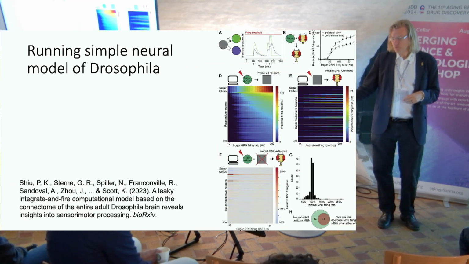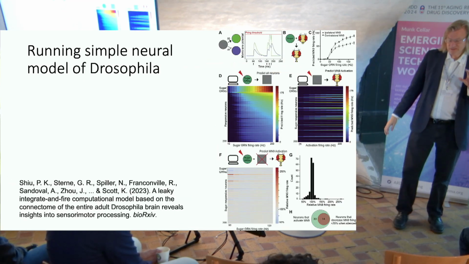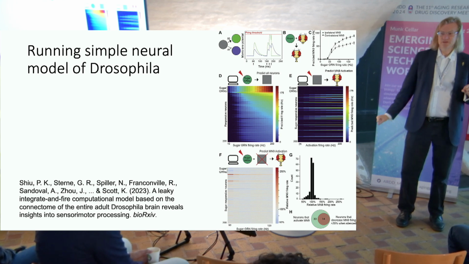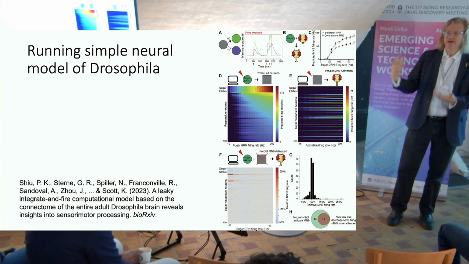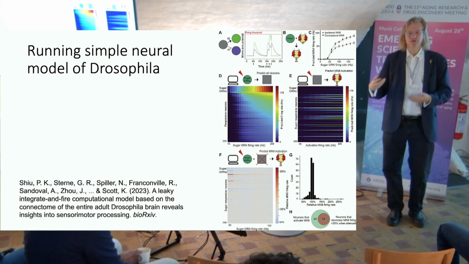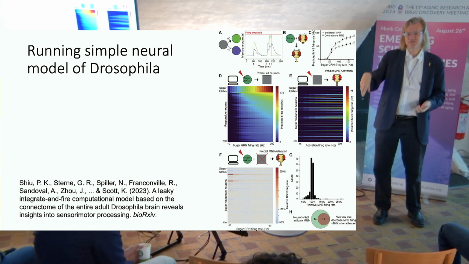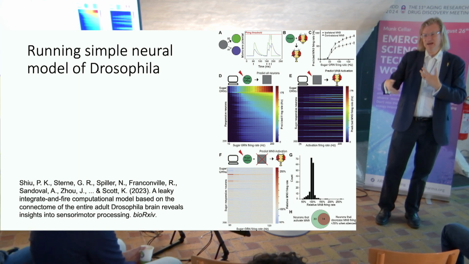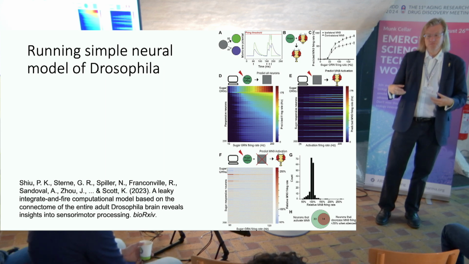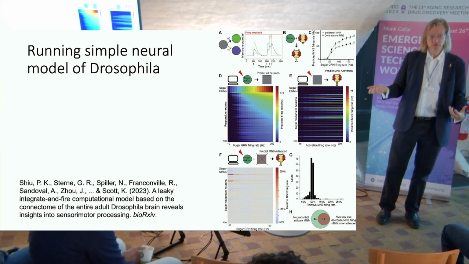Then comes an even more fun paper. So Shiu et al. They did the most stupid computational model you can imagine of a fruit fly brain using leaky integrate-and-fire neurons. That's about as simple as you can go and still have a neuron that has a spike. Using this kind of inferred synaptic sign and connectivity. And they got some behavior out of this model.